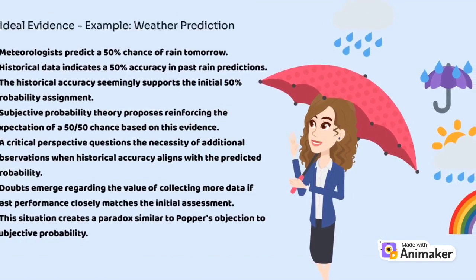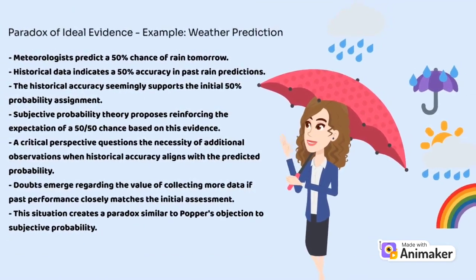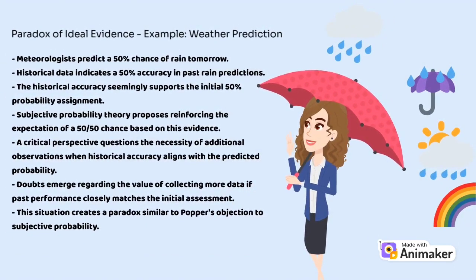The paradox of ideal evidence is illustrated using the example of weather prediction. Meteorologists predict a 50% chance of rain tomorrow, and historical data indicates a 50% accuracy in past rain predictions. The historical accuracy seemingly supports the initial 50% probability assignment. Subjective probability theory proposes reinforcing the expectation of a 50-50 chance based on this evidence. However, a critical perspective questions the necessity of additional observations when historical accuracy aligns with the predicted probability. Doubts emerge regarding the value of collecting more data if past performance closely matches the initial assessment, creating a paradox.